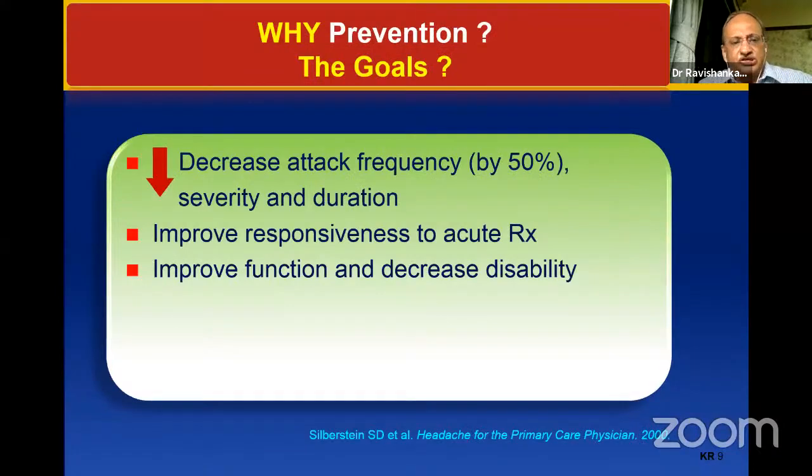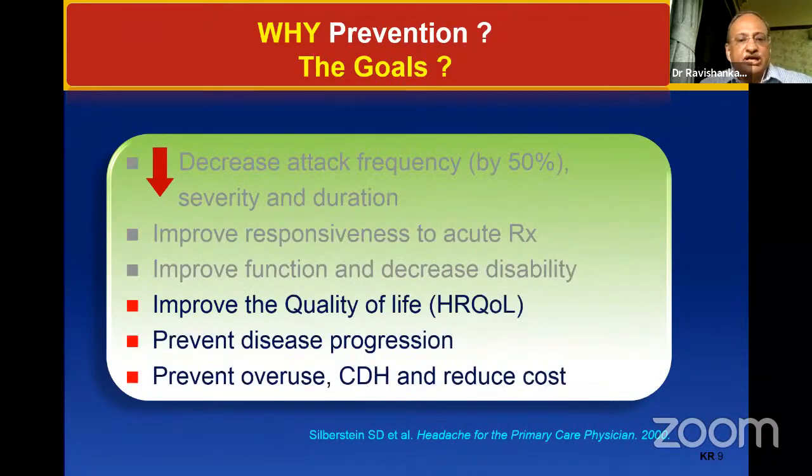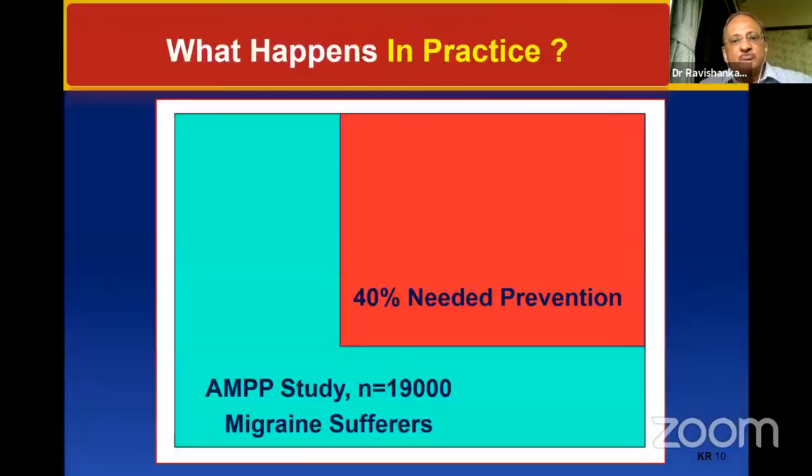And what are you trying to achieve through the preventive? You want to reduce the frequency, the severity, reduce the disability, and interestingly, it improves the responsiveness to acute treatment. So when a patient is not on preventives and he says these triptans don't work for me, you start preventives, you will find some of these situations are eased out by the triptan working. And definitely preventives will take care of progression of migraine.